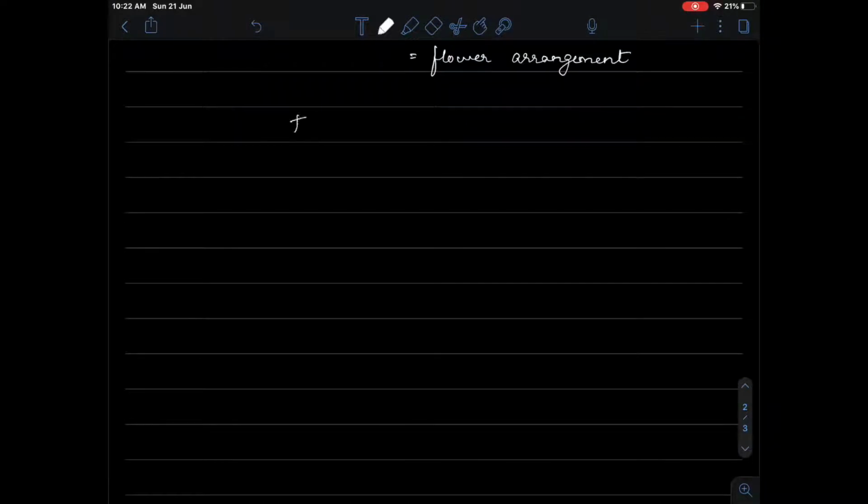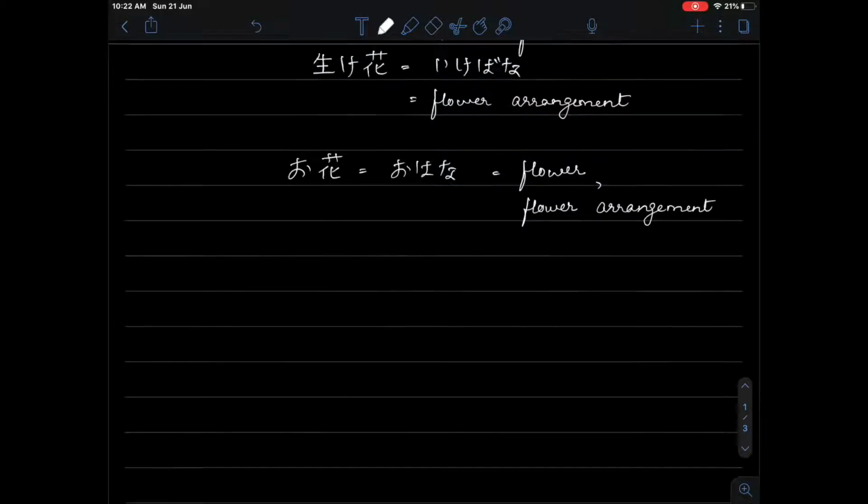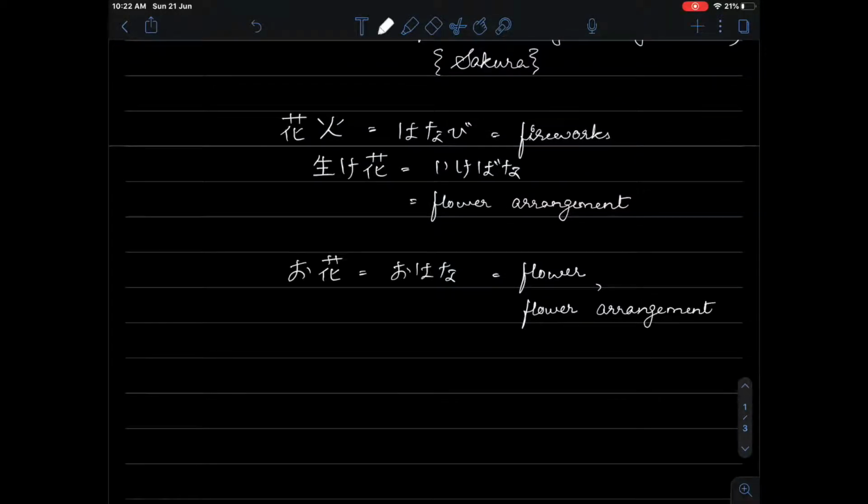Okay, the last is, this is called ohana. Ohana, which means both flower or flower arrangement. Okay, I'm not exactly sure of the two different kinds of flower arrangement we've done, but one thing I am certain of is that this ikebana refers to an activity. This is an activity.